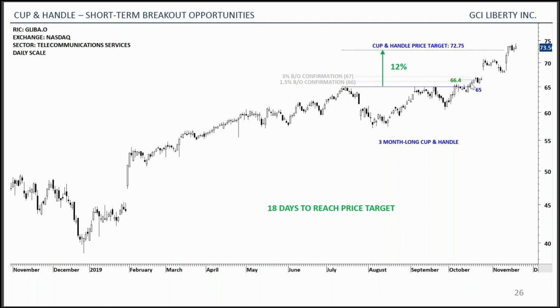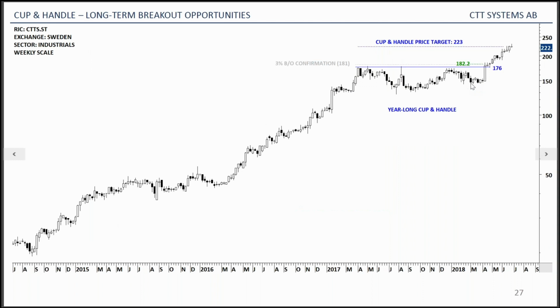Now, let's look at the next chart, which is a weekly scale price chart that we have discussed in the previous slides. This is a year-long cup with handle.